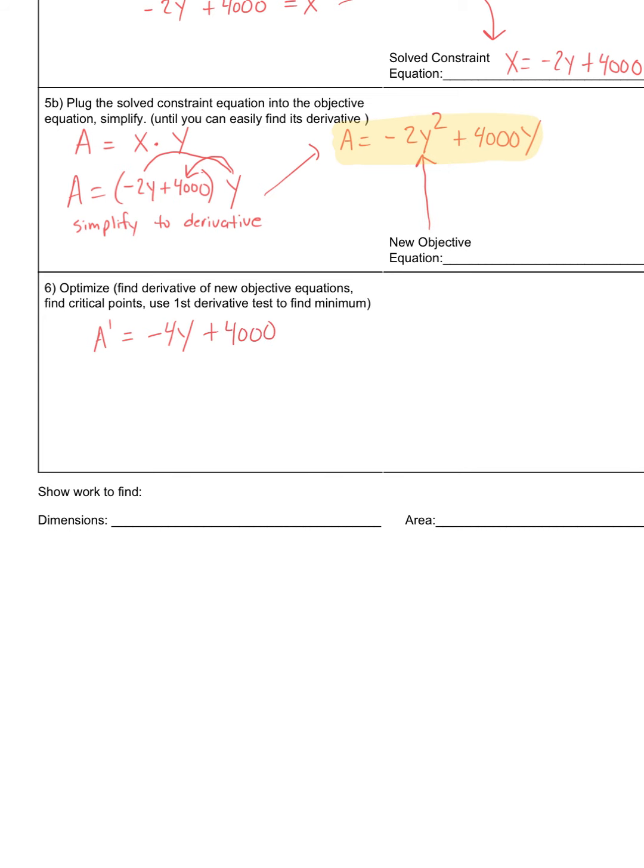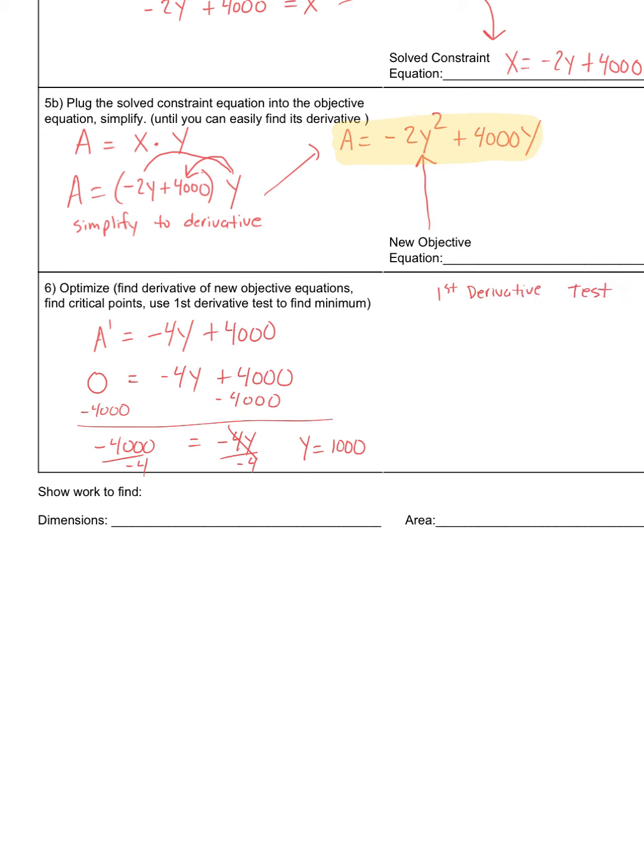All right, now I do the first derivative test. So I set the derivative equal to 0. 0 is equal to negative 4Y plus 4,000. Now I simply solve for Y. So we've got some fun, easy algebra. We're going to subtract 4,000 from both sides. So negative 4,000 is equal to negative 4Y. Now we can simply divide by negative 4. Those cancel out. So my Y is equal to positive 1,000. All right, now I need to prove that that's a maximum. So that is my first derivative test.